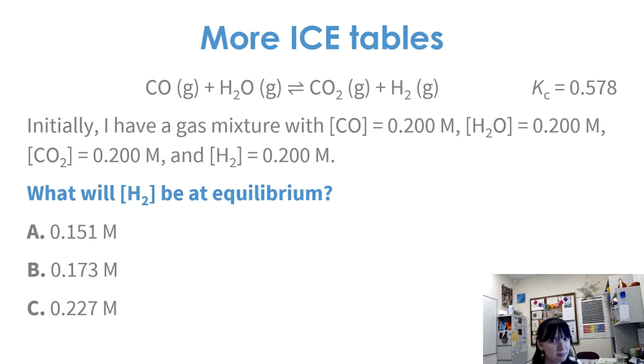So go ahead and pause. You're definitely going to need a few minutes to think through how this ICE table method can be applied in this situation. But go ahead and try to set up an ICE table, set up your initial, change, and equilibrium concentrations, try to solve for X, and then determine what the H2 concentration will be at equilibrium. Pause, take a few minutes to do that, and then we'll come back together in just a little bit and walk through it.